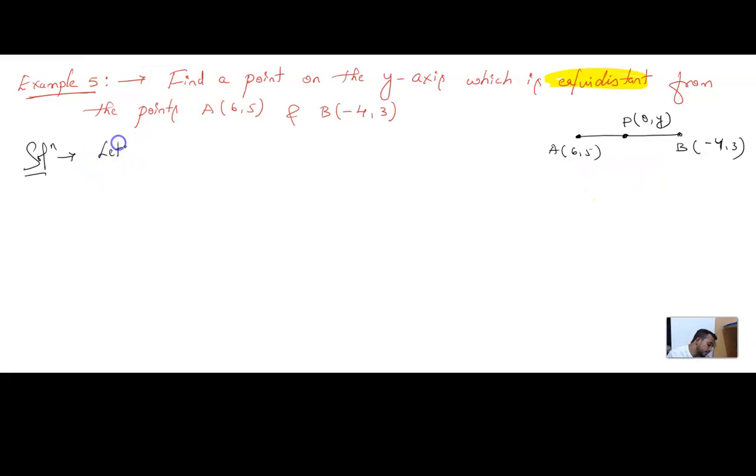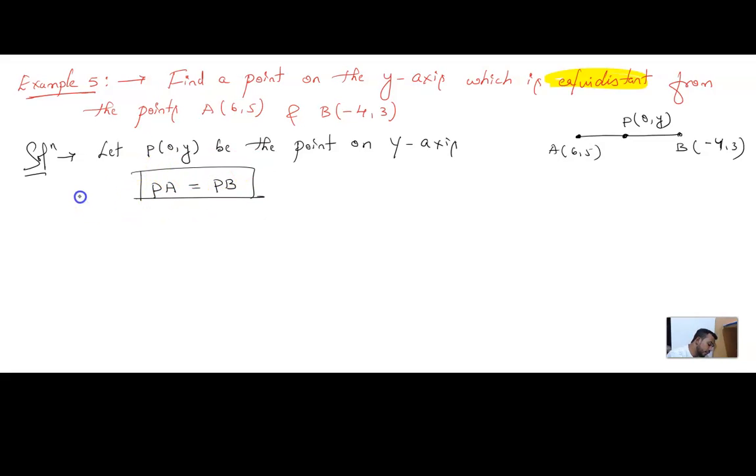So let P of 0 comma y be the point on y-axis. Shall we write, children? Let me say P of 0 comma y be the point on y-axis. As per the given data, from P to A, how much distance is there? Even from P to B, the same distance is there. That is, we know that PA is equal to PB as per the given question.